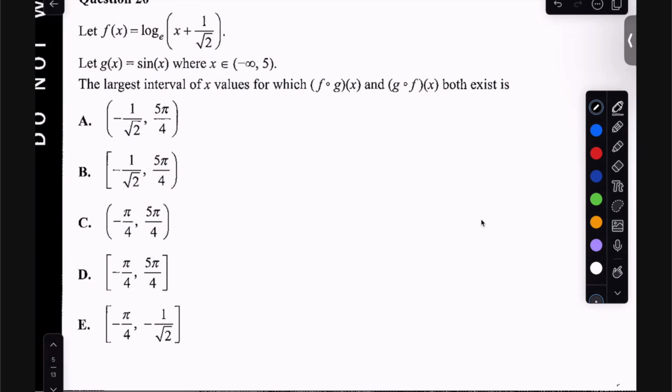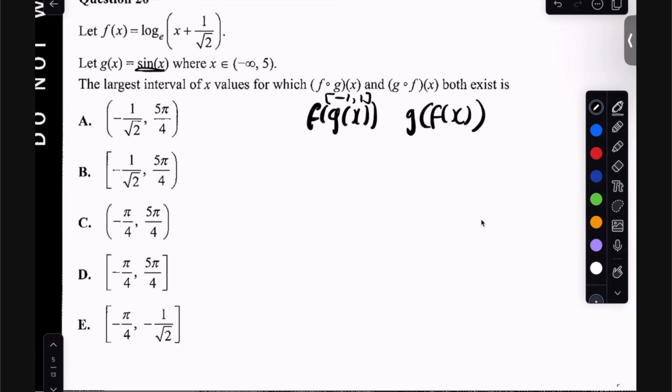Let g of x equal to sine x, where x is an element of -∞ to 5, and f of x is that. The largest interval of x values for which f of g of x and g of f of x both exist is... So that's f of g of x. That's g of f of x. Now the inside, the range of that has to be a subset of the domain. The range of g, no matter what x is, basically goes from -1 to 1.